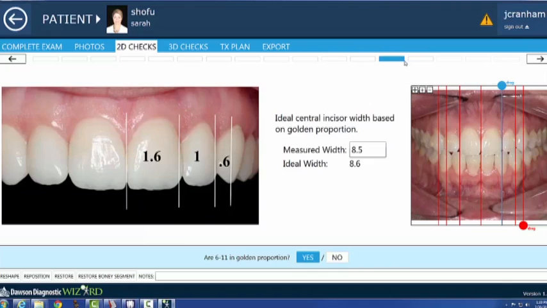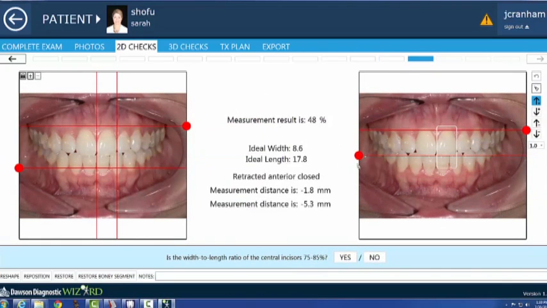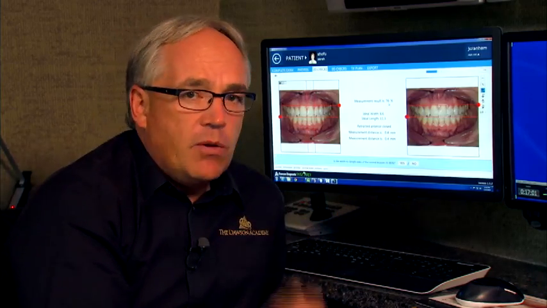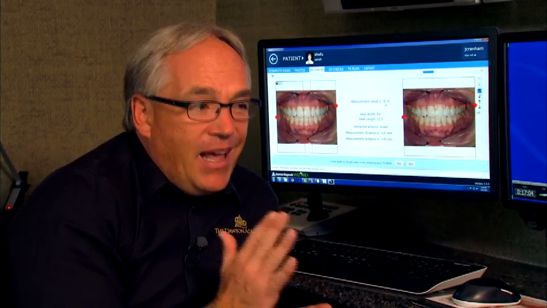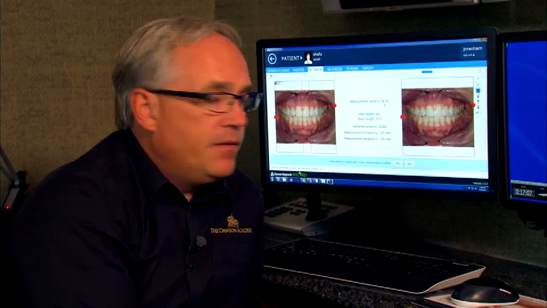Now the other thing we can do with this software is essentially measure the width-to-length ratio of the teeth. Again, if we're looking at the size and shape of her central, notice as I bring this down, it changes the size and shape in millimeters. Sarah's actual width-to-length ratio right now: she's 11.3 millimeters with a width of 8.6, and she's essentially a 76 width-to-length ratio, which is we want it between 75 and 85. And I find narrower is a little more attractive.